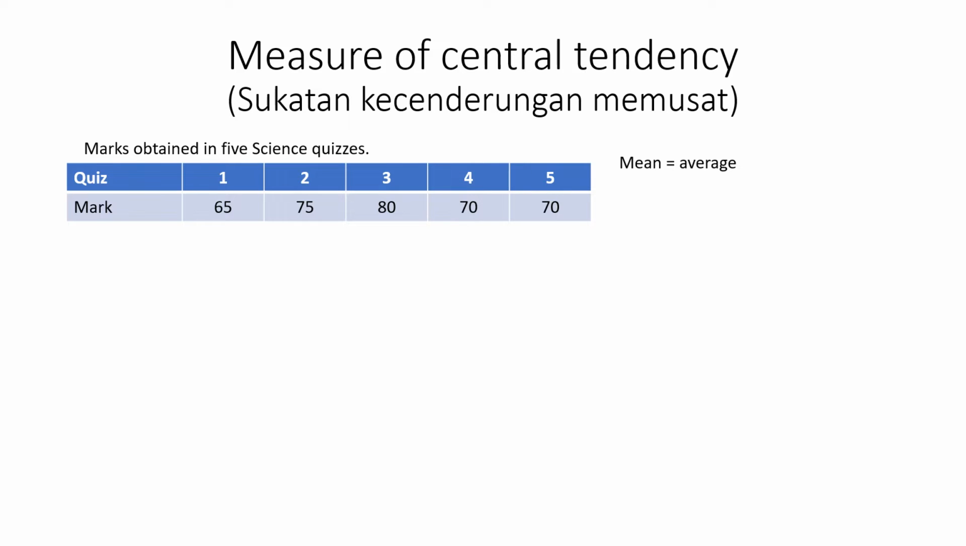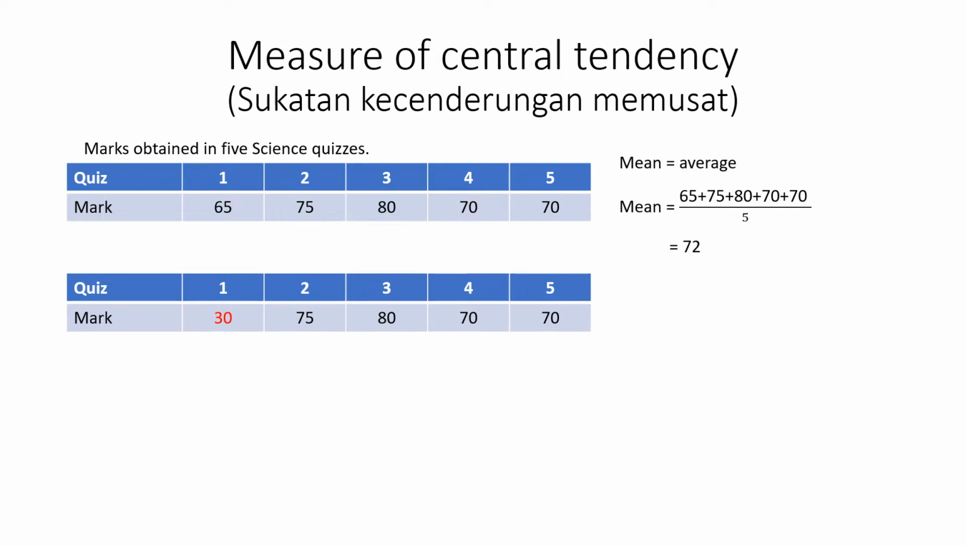You can then calculate the mean by adding up all the data and dividing by 5 because there are 5 data. From the 5 quizzes, you can just tell me that you get an average of 72 marks. How about for this set of data?